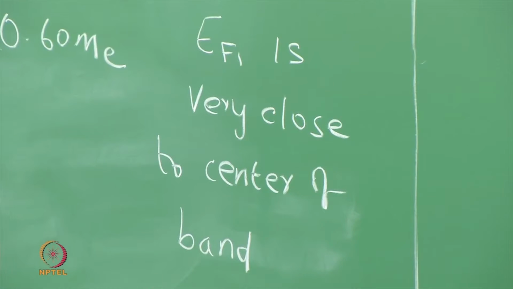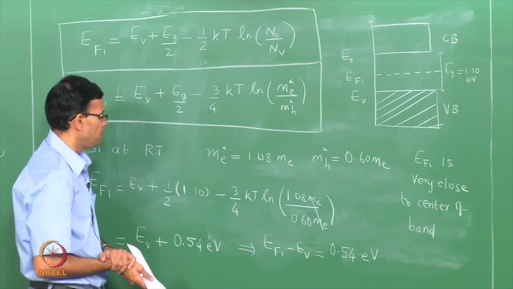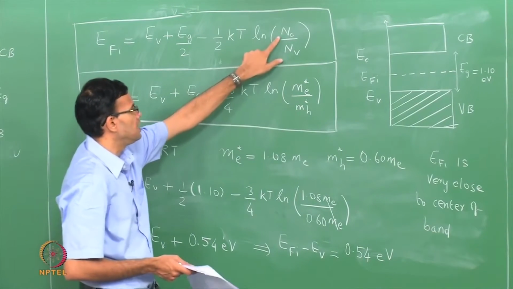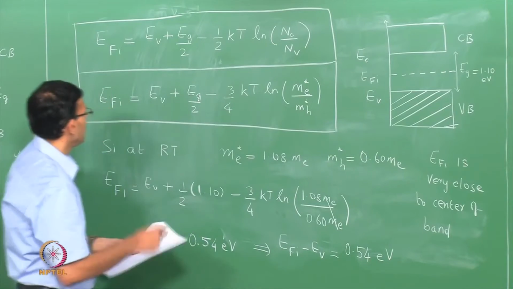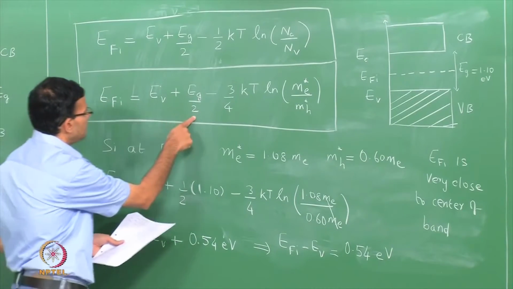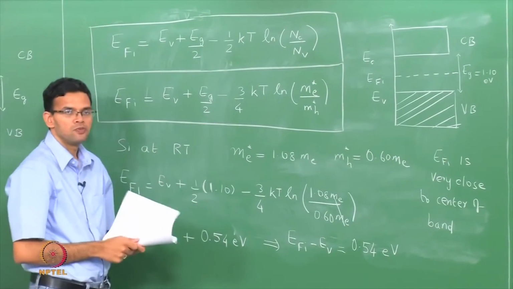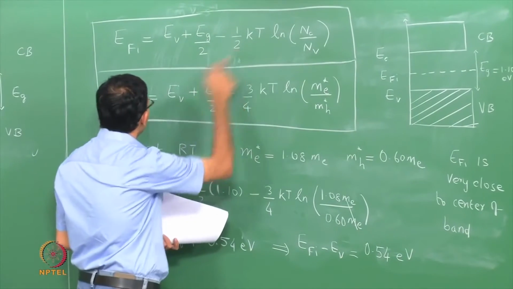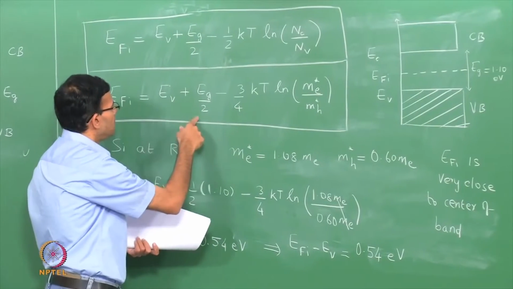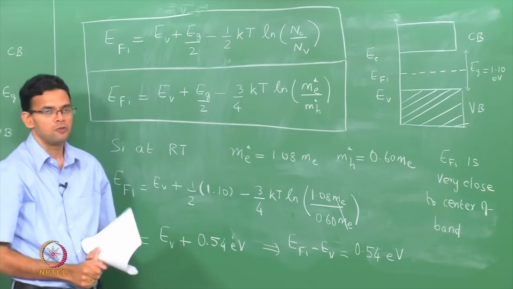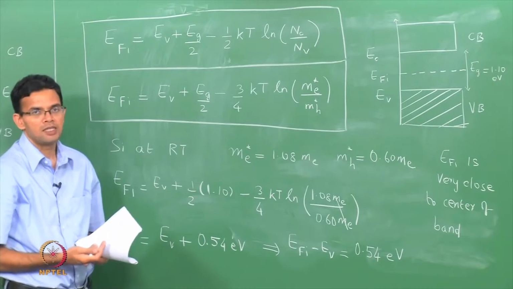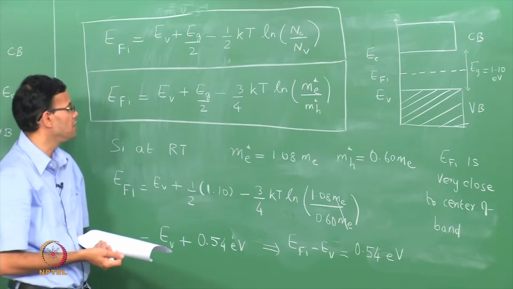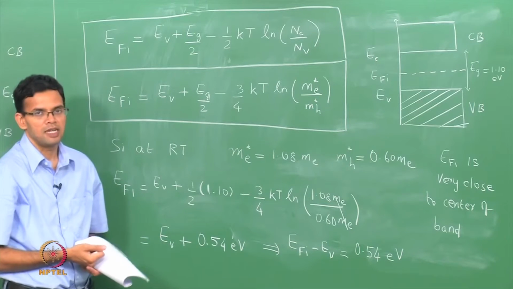If ME star and MH star are the same, which means NC and NV will also be the same, then EFI will be exactly at EG over 2, or if temperature were 0, so if T were 0, then also EFI will be exactly at EG over 2, but because the effective masses are different and because the effective density of states are different, it is slightly shifted from the center of the band gap.